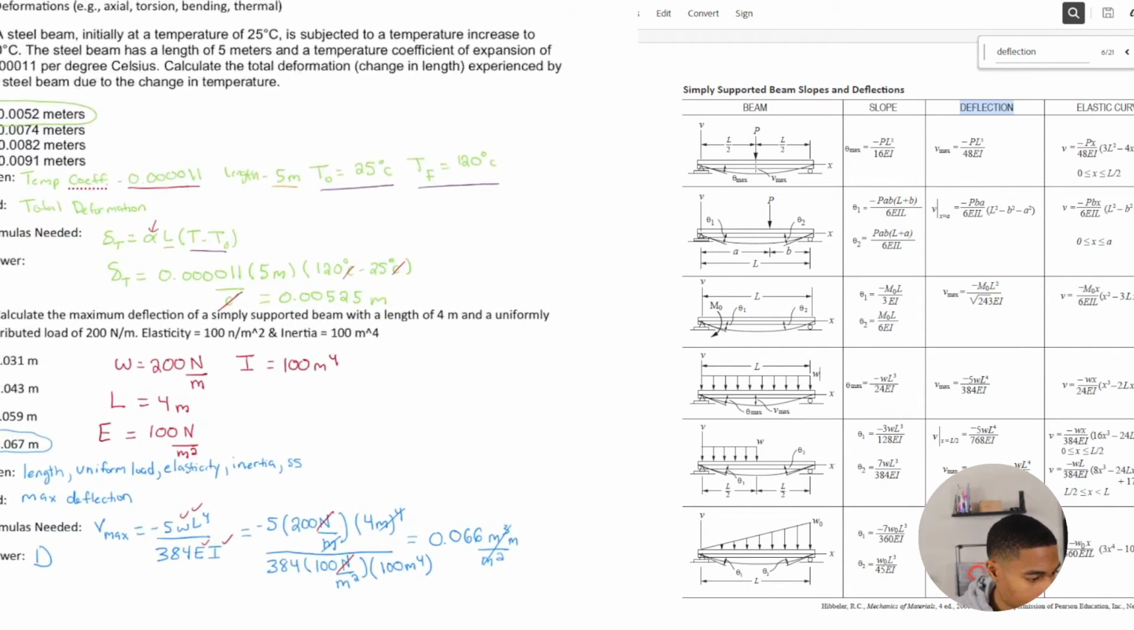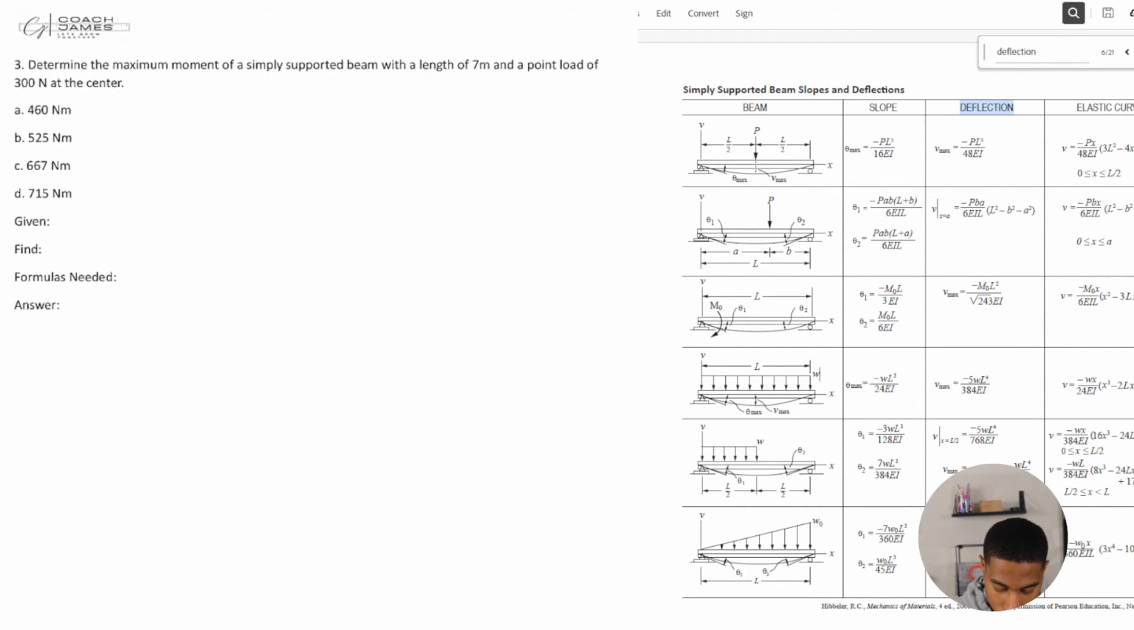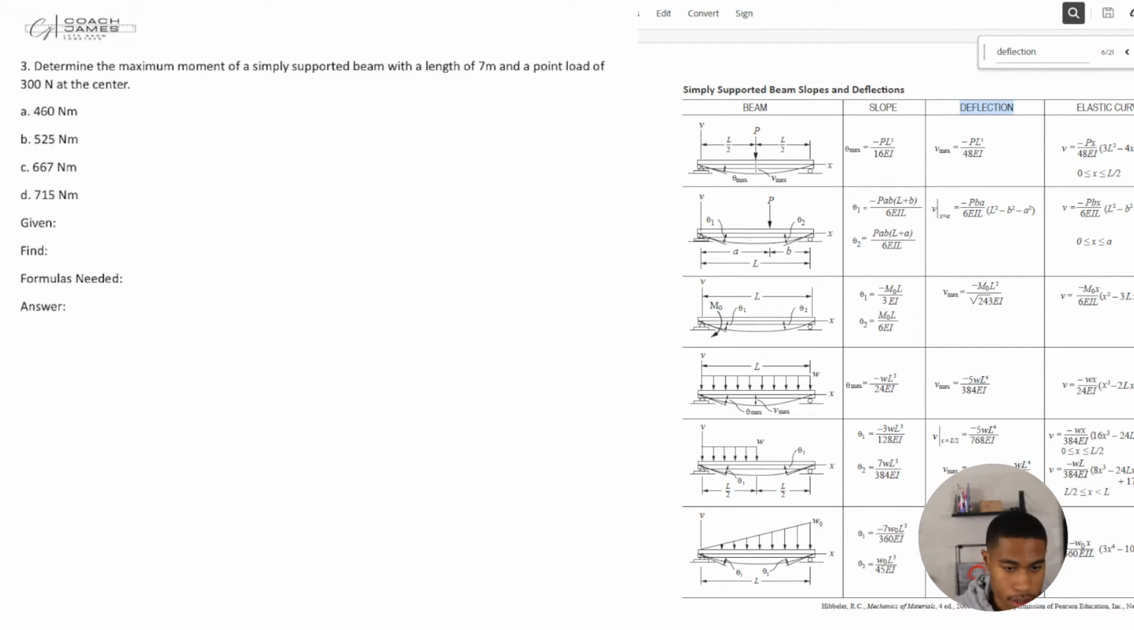Let's look at number 3. All right, so this one says, determine the maximum moment of a simply supported beam with a length of 7 and a point load of 300 newtons at the center. All right, so I think we're already in roughly the right area. We are given the length of the beam, and we're also given that it's simply supported, or SS.